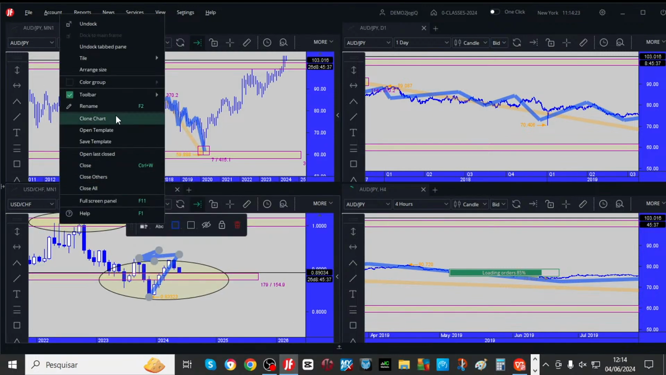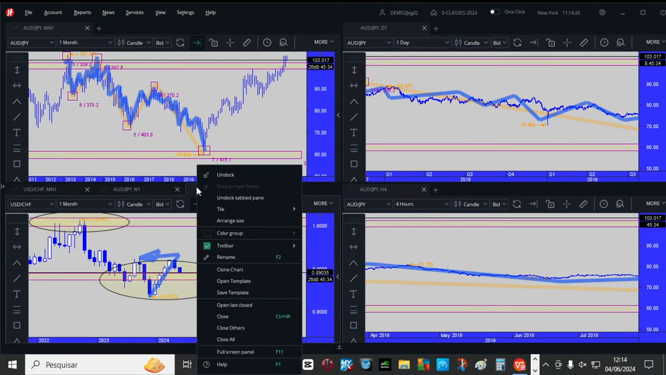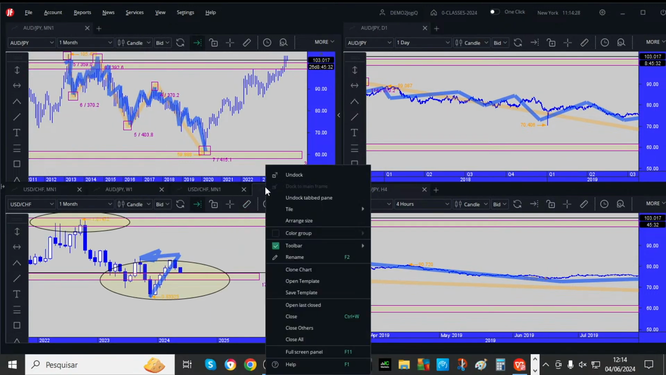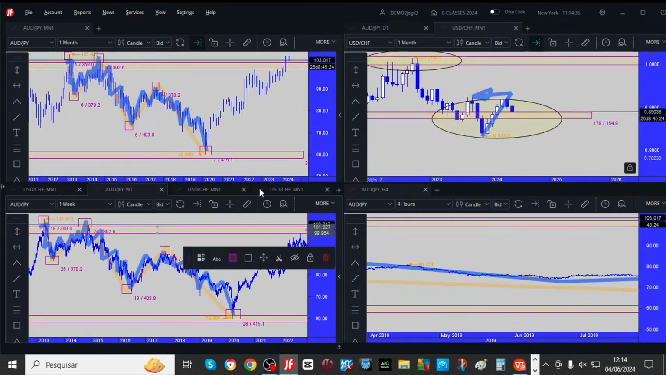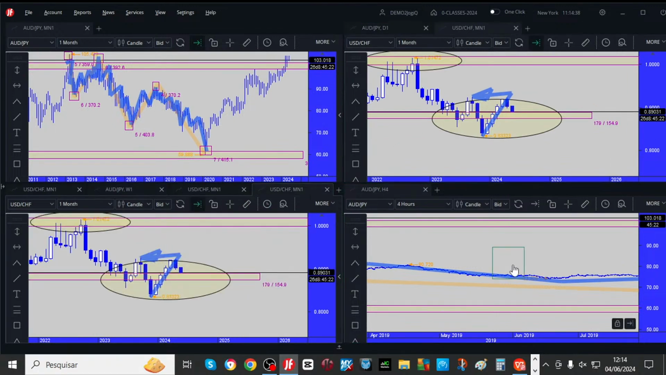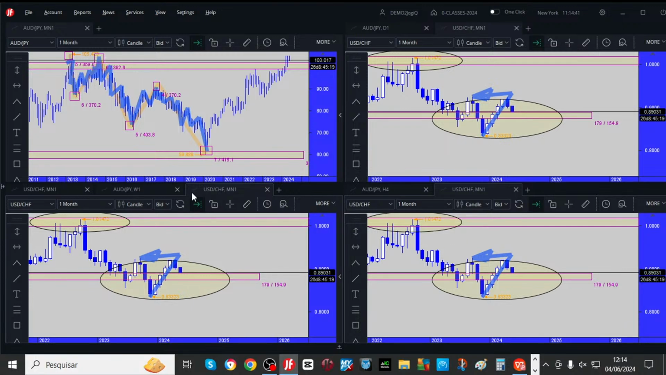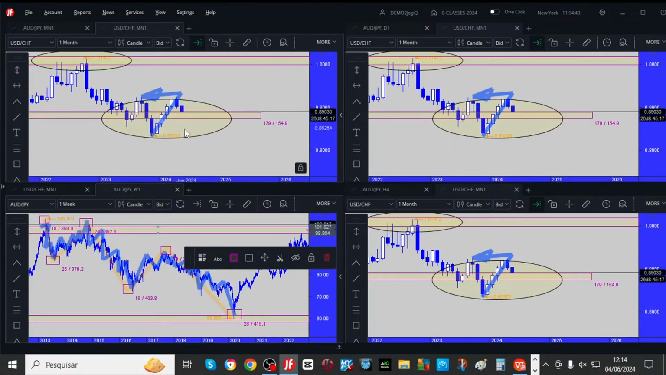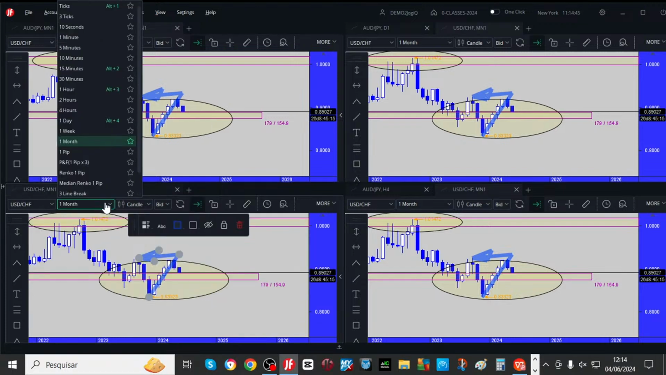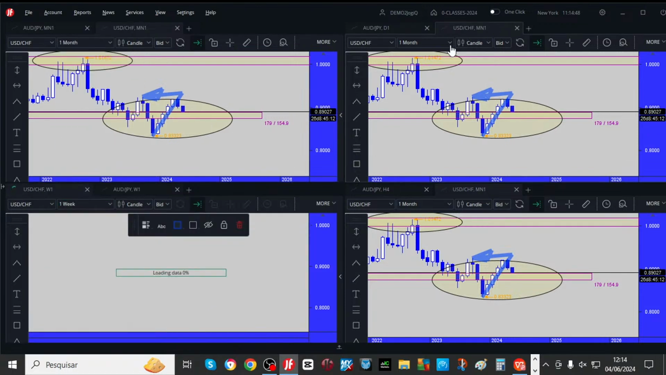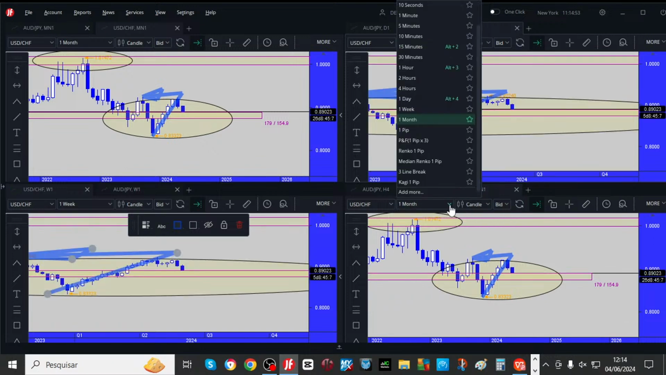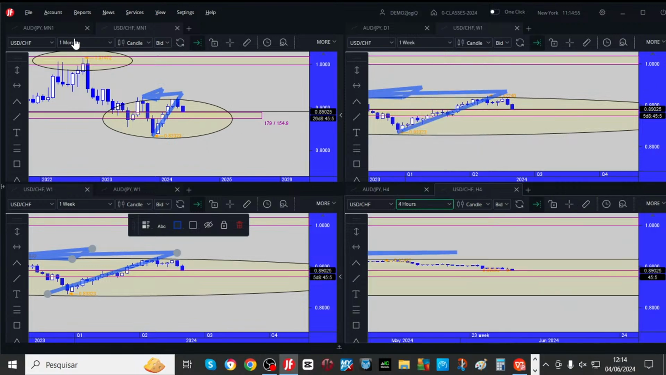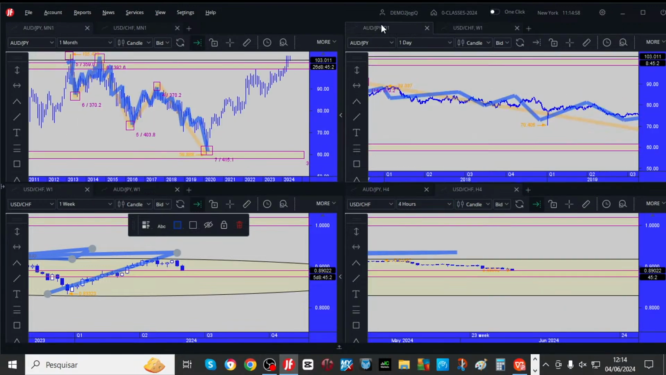For USD CHF, we're going to clone the chart, and one more clone chart. We'll have the monthly chart up in here, then the weekly chart, USD CHF weekly, then the daily chart, and then the USD CHF 4 hour chart. Alright everybody?